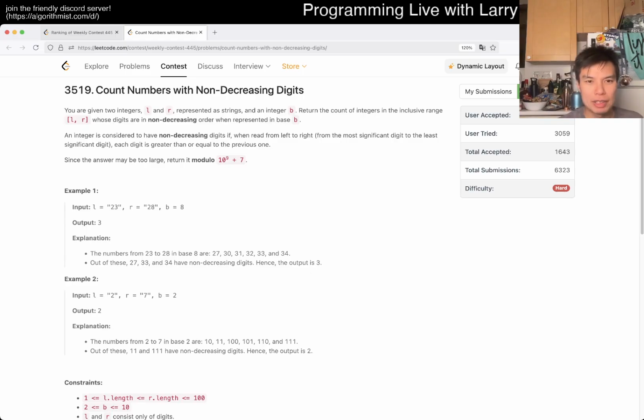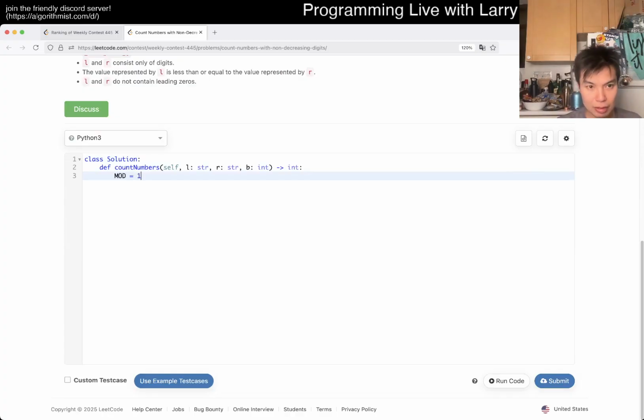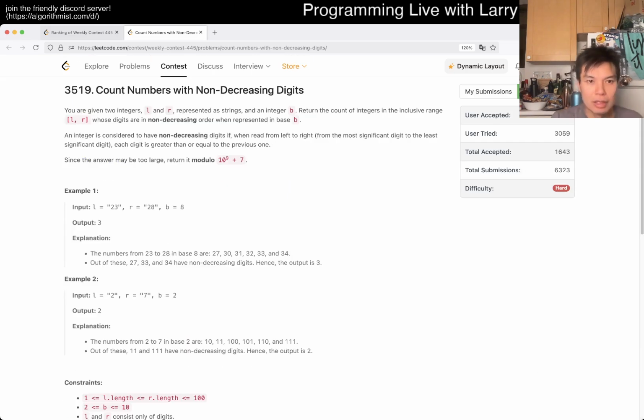Alright, two integers, return the digits that are not decreasing, mod. Okay. Mod. Okay. If we go left to right, it is okay. So here, 9, oh, increase.